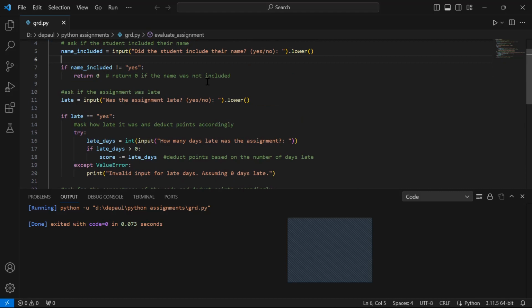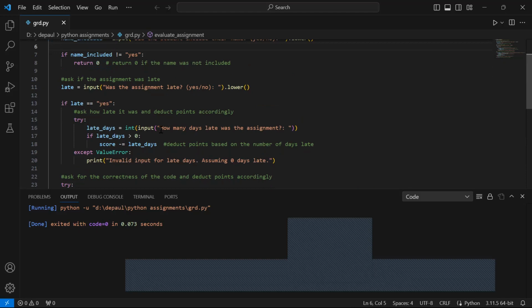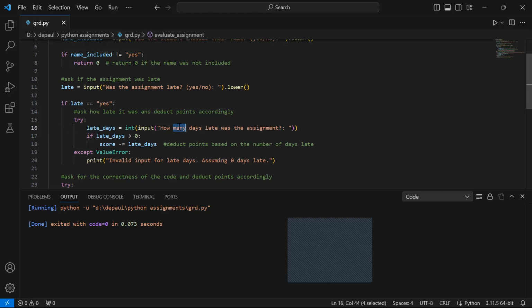So the next question is, how did you deal with the fact that input returns a string when you needed ints to compute the total score? When asked about the number of days, I used int of how many days late was the assignment, right here, to ensure that the input is converted to an integer. If the user enters something that cannot be converted to an integer, a ValueError exception is caught and the code handles it by assuming 0 days late.